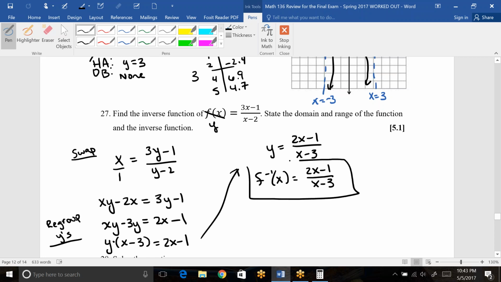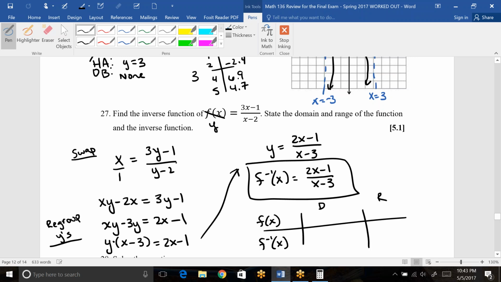So that's the inverse. Now, for the domain and range, remember we have this little chart. Domain and range. The function originally x could not equal 2. For the inverse, x can't equal 3 because that would make that denominator 0. And the cool thing is the ranges, remember, are just the flip-flop of those domains. So x couldn't be 2 here, so y can't be 2 in the opposite function. X could not be 3 in the inverse, so y can't be 3 in the original. And that's it for the domain and range.